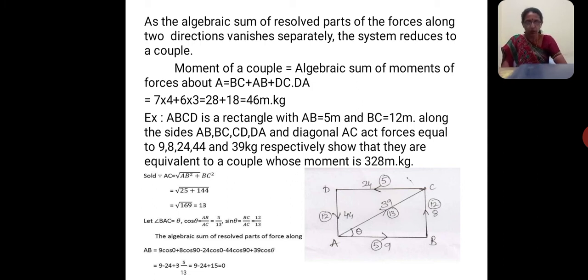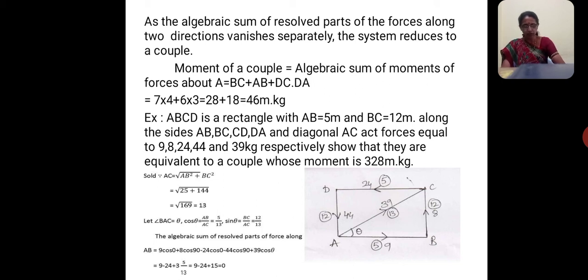Solution of the problem. Observe the figure. AC equals square root of AB square plus BC square, that is equal to square root of 25 plus 144, that is equal to root 169, that is equal to 13. Let angle BAC equal theta, cos theta equals AB by AC, that is equal to 5 by 13, sin theta equals BC by AC, that is equal to 12 by 13.